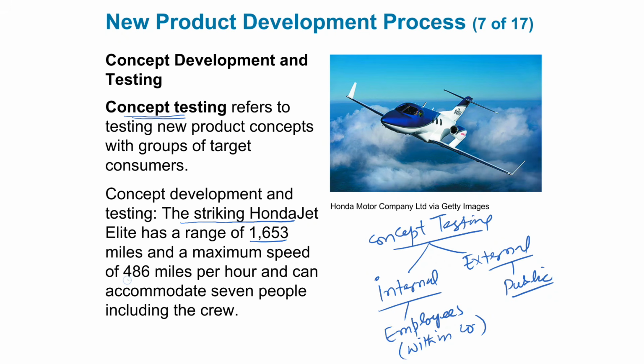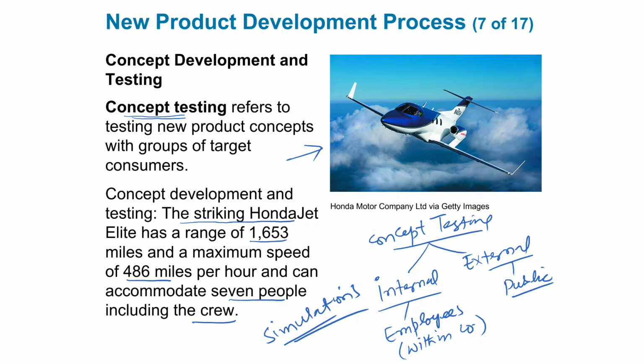Concept development and testing, an example of Honda Jet Elite has a range of 1,653 miles with a maximum speed of 486 per hour and can accommodate up to 7 passengers including the crew. The example of this company, Honda Motors Company Limited, and that is how they have created something. And then of course we have simulations. Read about simulations as well, that how simulations are used in order for companies to test their concepts. So that was about concept testing.